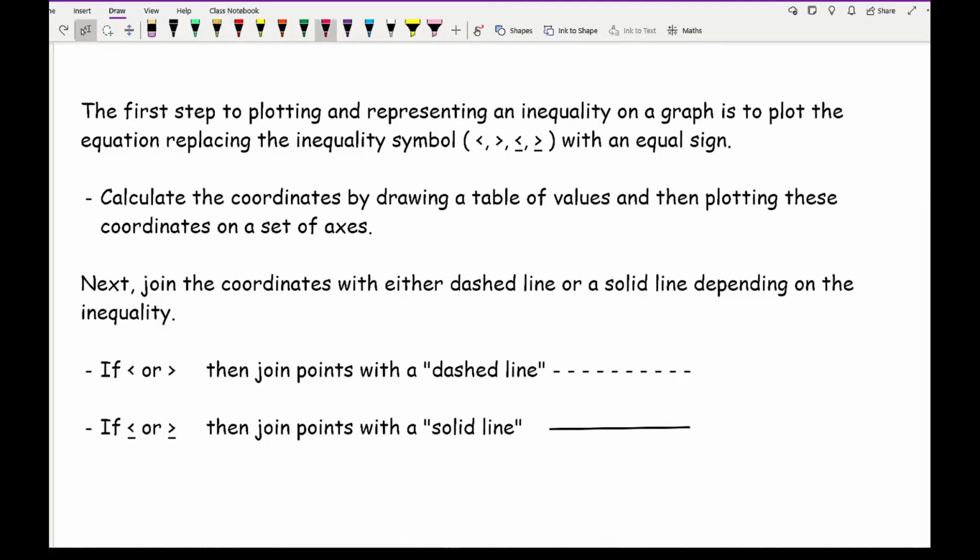Now the next step you then need to do is calculate the coordinates by drawing a table of values and then plotting these coordinates on the set of axes. So again, this is covered in a previous video on plotting linear equations, which again I'll include a link on the screen as you can see here.